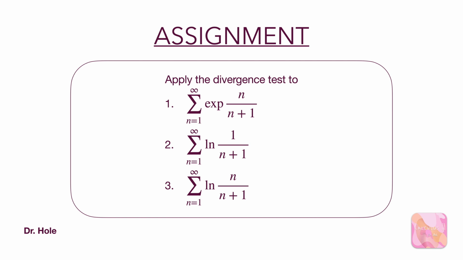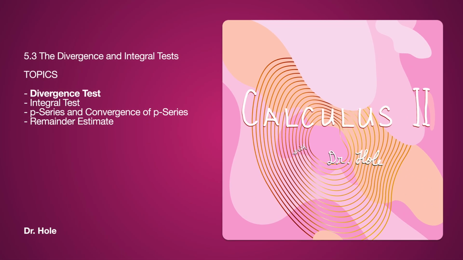If the terms of the sequence do tend towards 0, the divergence test is inconclusive. Right? So if a(n)'s do tend to 0 as n goes to infinity, then no information is obtained. Okay, so the divergence test can determine whether the series is divergent.